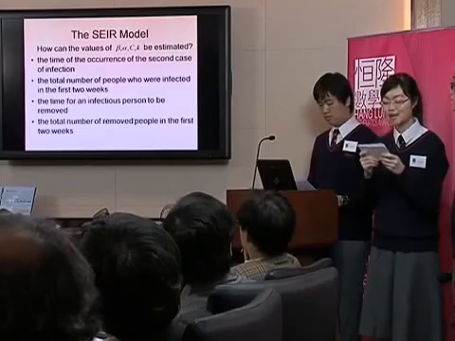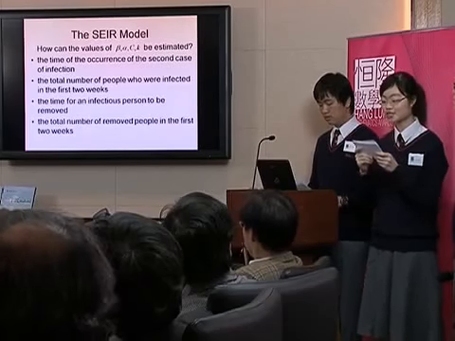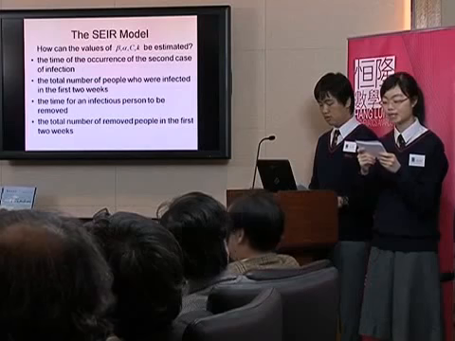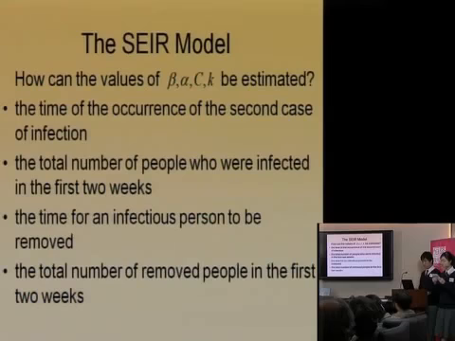This leads to another question, how to estimate the values of beta, alpha, C, and K. We can estimate by using the time of the occurrence of the second case of infection, the total number of people who are infected in the first 2 weeks, the time for an infectious person to be removed, and the total number of removed people in the first 2 weeks.